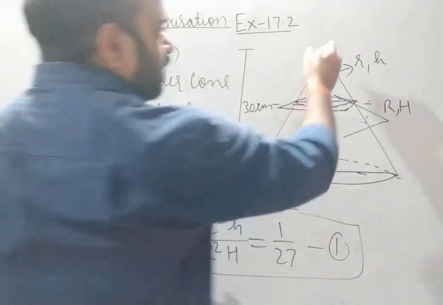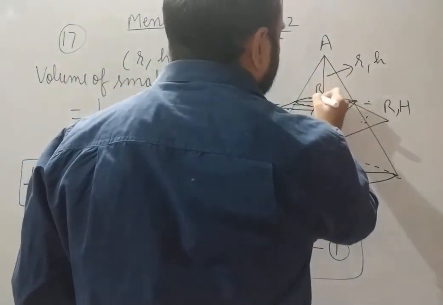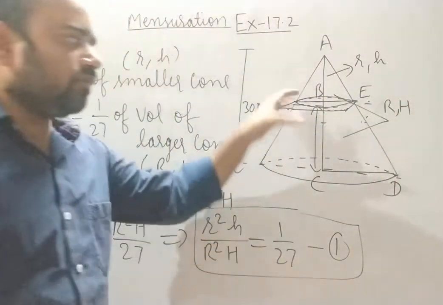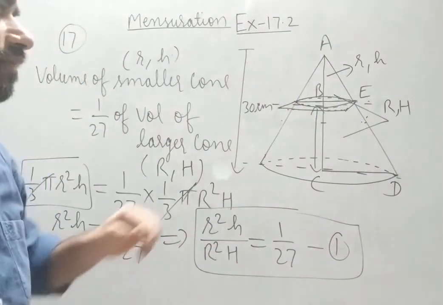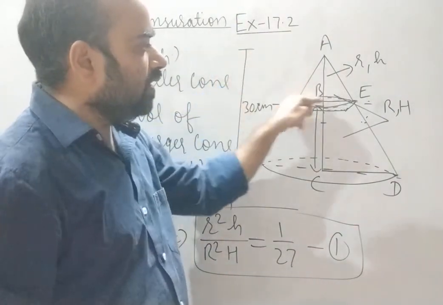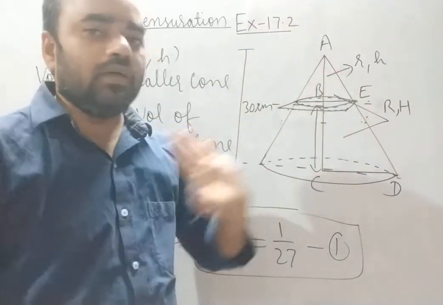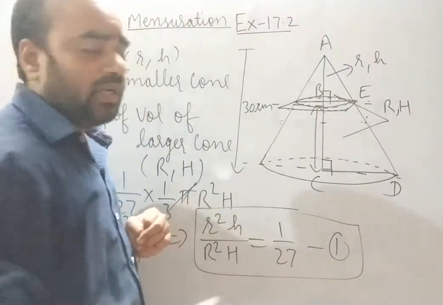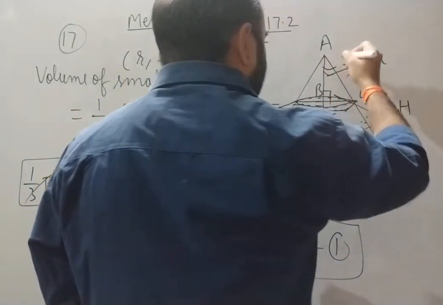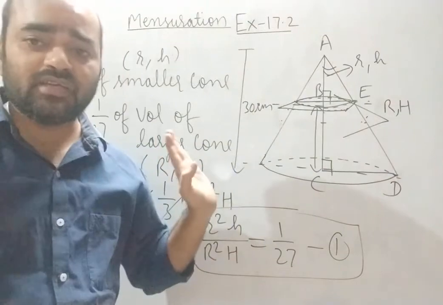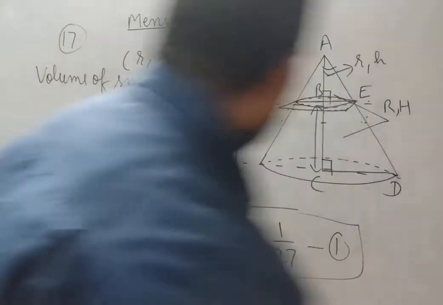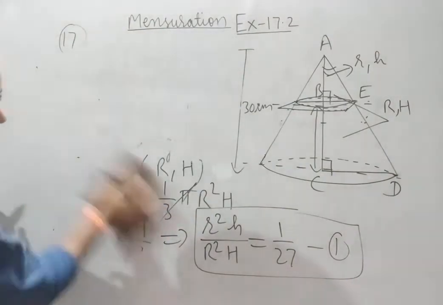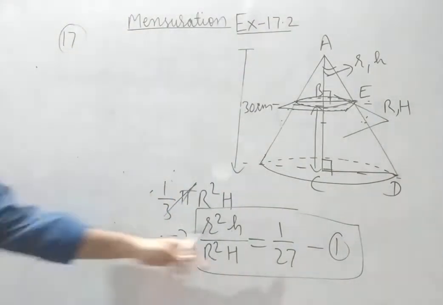Now we are going to use the similarity concept. Suppose A, B, C, D, E. We have two triangles and both triangles are similar: triangle ABE and triangle ACD. Why are both similar? This angle will be 90 degrees in both the triangles, and this angle is common. It means both the triangles are similar.